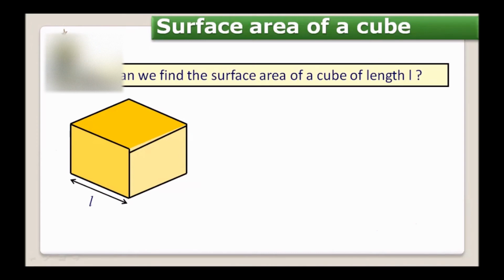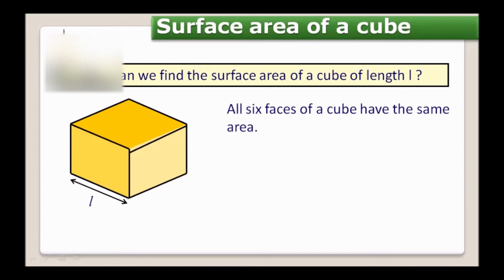Now, we find the surface area of a cube. How can we find the surface of a cube of length L? Now, let us suppose that each edge is of L length, and we have to calculate total surface area of a cube. Now, first, we must know that all the cubes have 6 faces, and all the 6 faces are equal in area because each side, each edge of the cube is same.